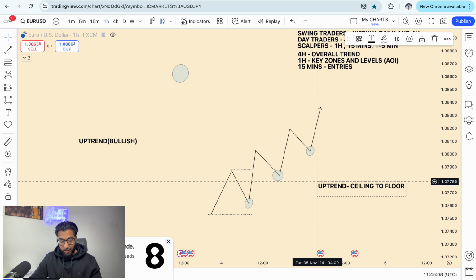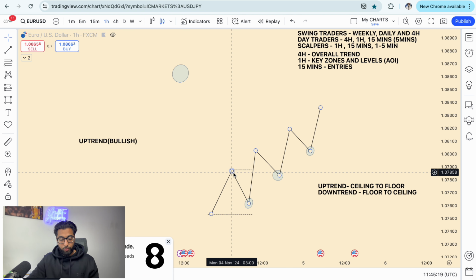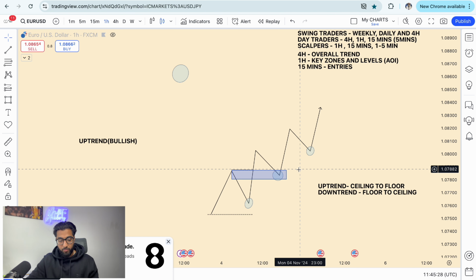Okay. For a downtrend, the opposite is floor to ceiling. What I mean by this is that price from here goes from ceiling to a floor, which you can actually clearly see. And what we like to do is draw areas within this zone.